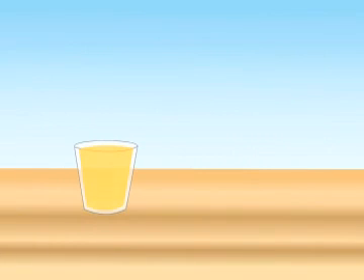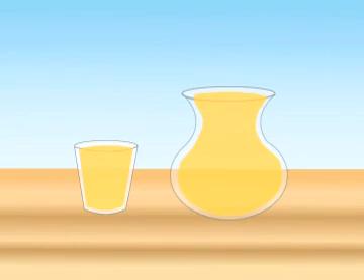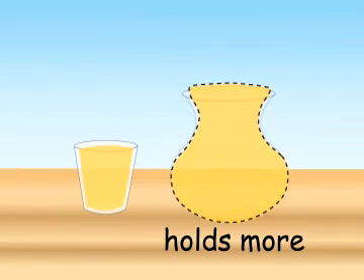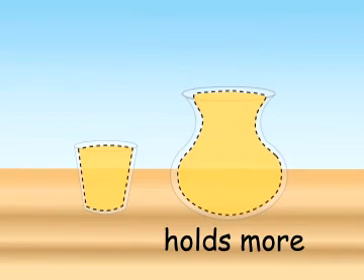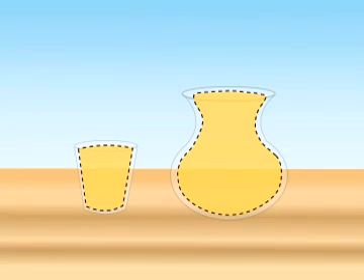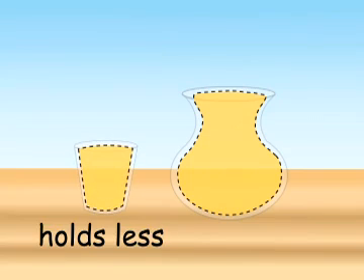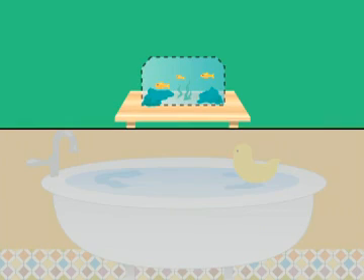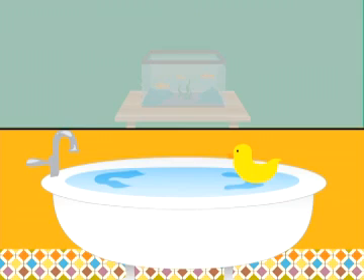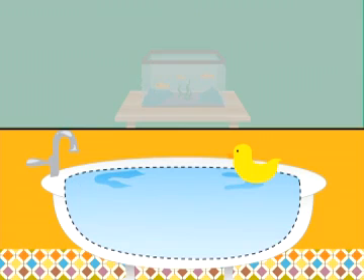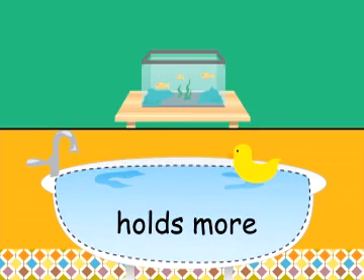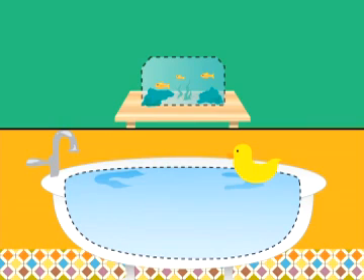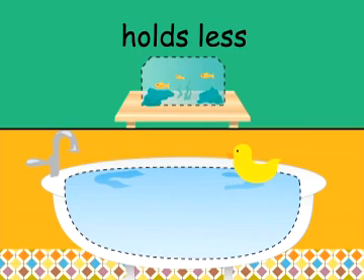This glass holds juice. This jug holds juice. The jug holds more juice than the glass. The glass holds less juice than the jug. The aquarium holds water. The bath holds water. The bath holds more water than the aquarium. The aquarium holds less water than the bath.